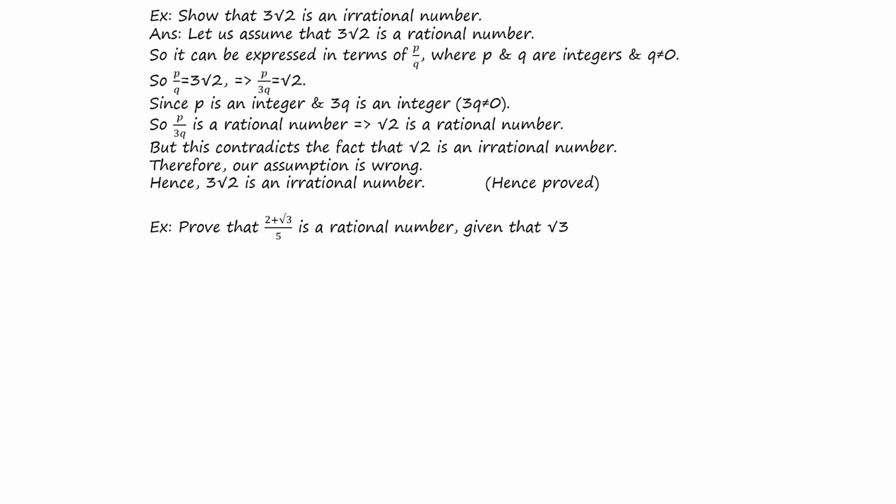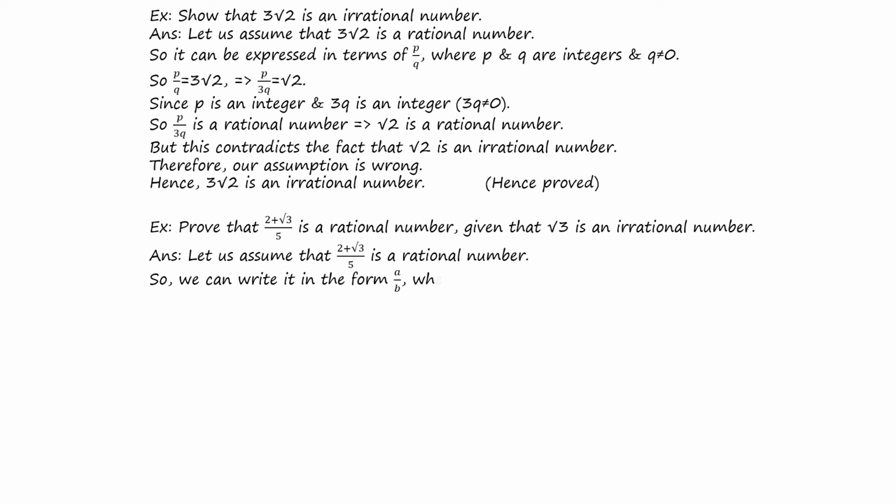Prove that 2 plus root 3 by 5 is an irrational number, given that root 3 is an irrational number. Let us assume that 2 plus root 3 by 5 is a rational number. So you can write 2 plus root 3 by 5 in terms of a by b, where a and b are co-prime integers and b not equal to 0. Co-prime integers means there is no common factor between a and b other than 1.